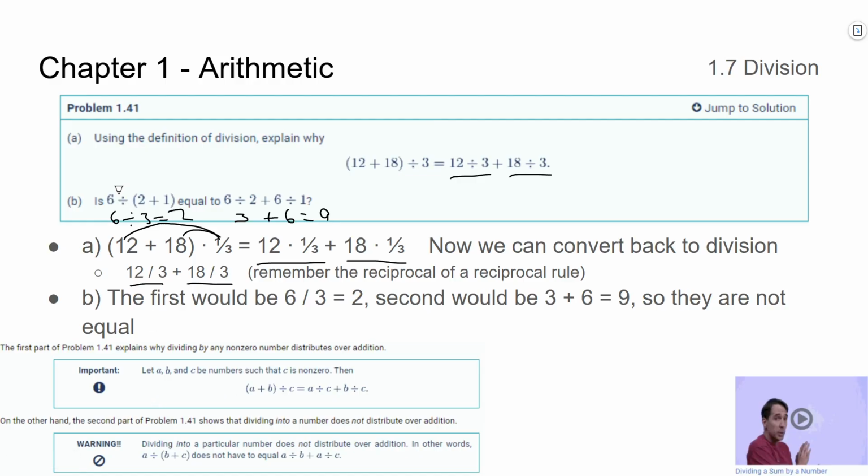So this is what this is showing you, that you cannot distribute division. Because that's what we did right here, right? 6 divided by 2, 6 divided by 1, and they were not equal. So you cannot distribute division.